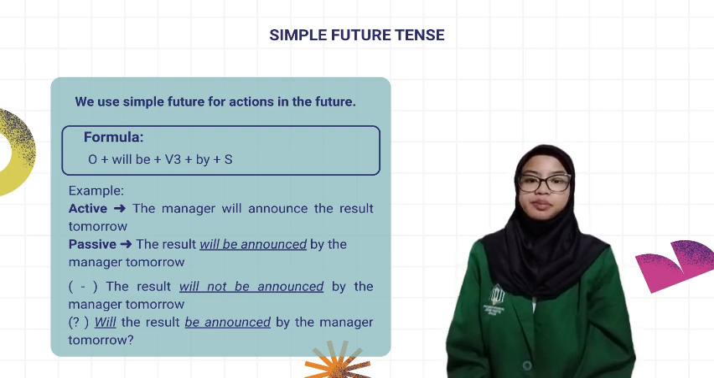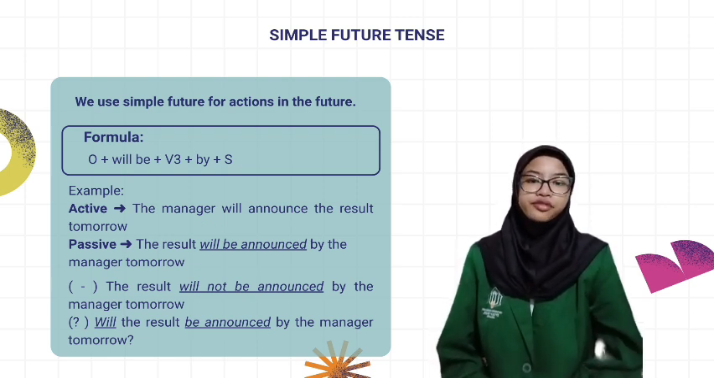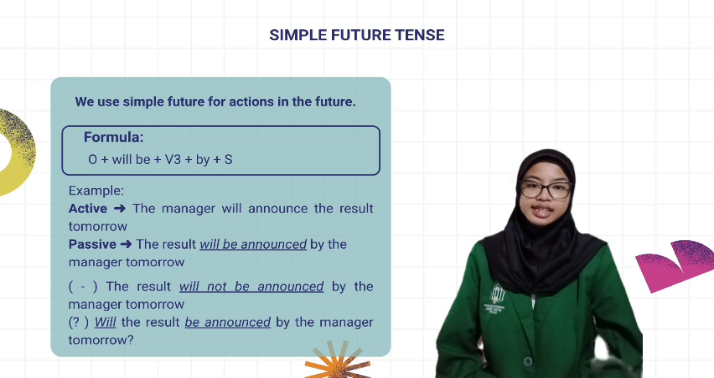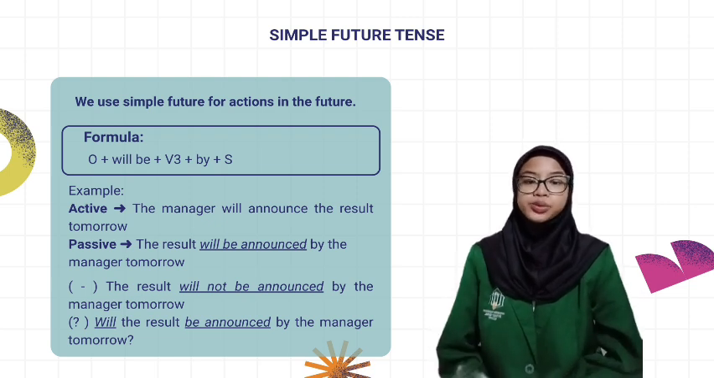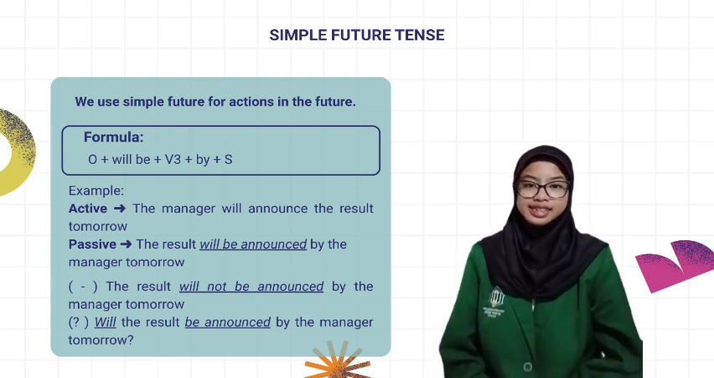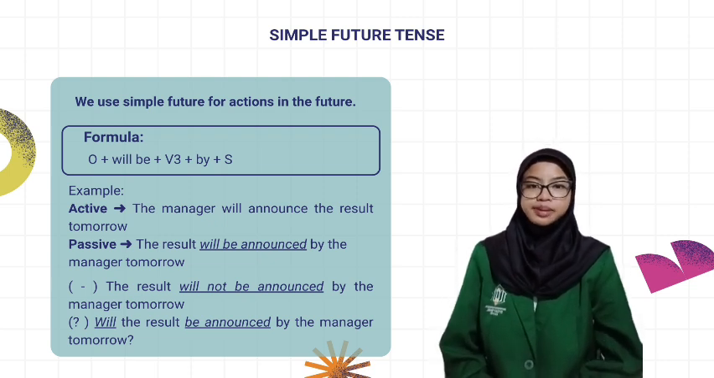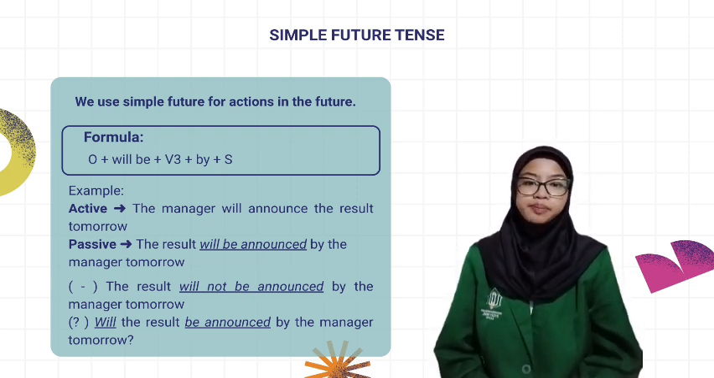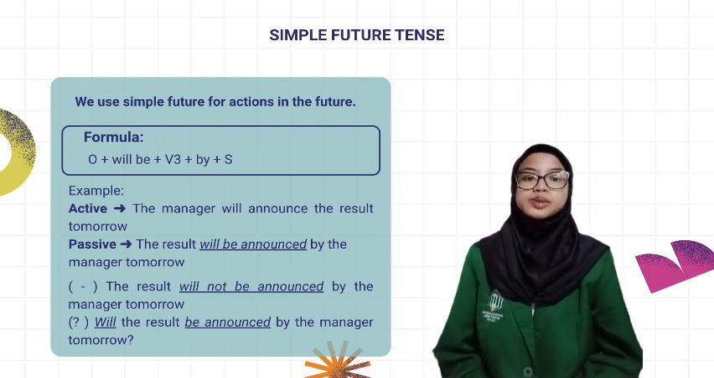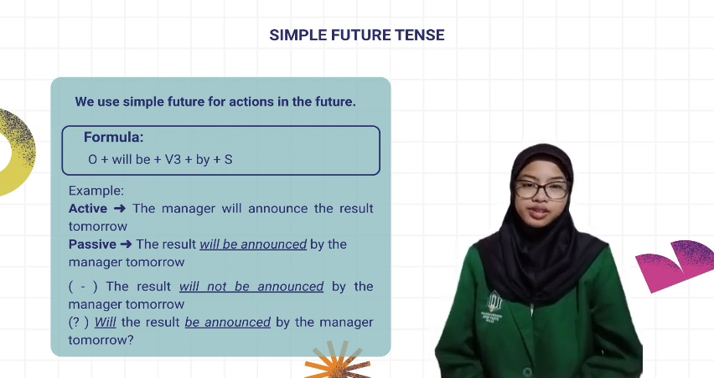Next is simple future passive. The function: we use simple future for actions that will happen in the future. Jadi, tense ini digunakan untuk kejadian yang akan terjadi. The formula: object plus will plus be plus verb 3 plus by plus subject.